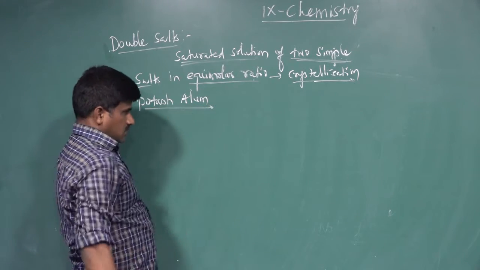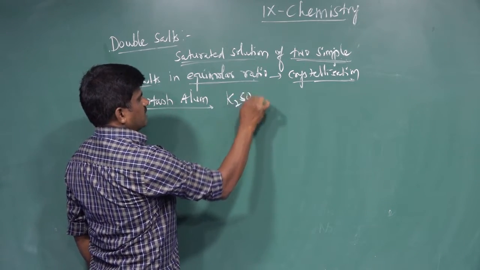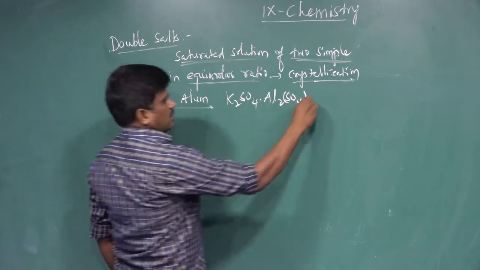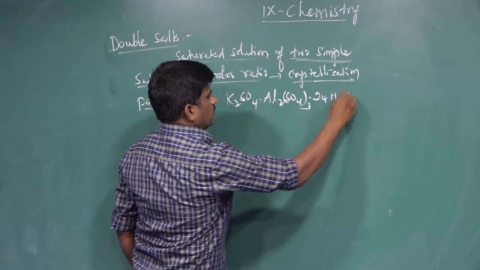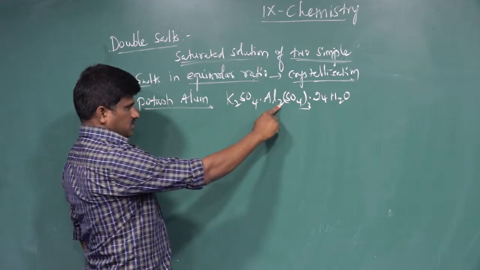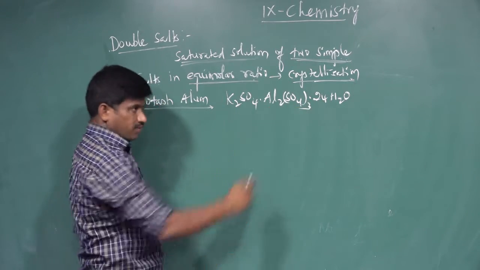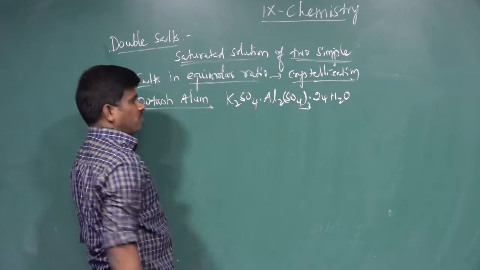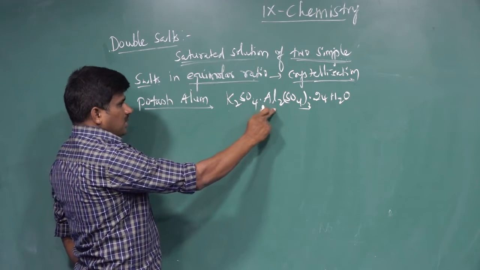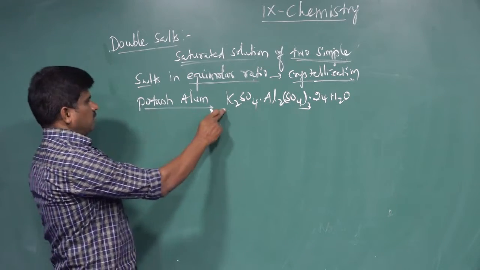Potash alum is the common name. The chemical name of potash alum is potassium sulfate dot aluminum sulfate dot 24H2O. This is a mixture of two simple salts with 24H2O, potassium aluminum sulfate in hydrated form, because it is crystalline in nature. So it is in the hydrated form. The formula is K2SO4 dot Al2(SO4)3 dot 24 moles of water molecules.